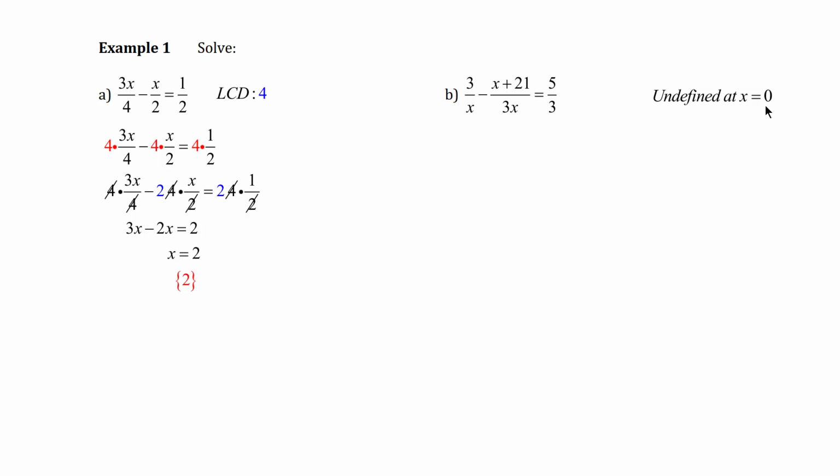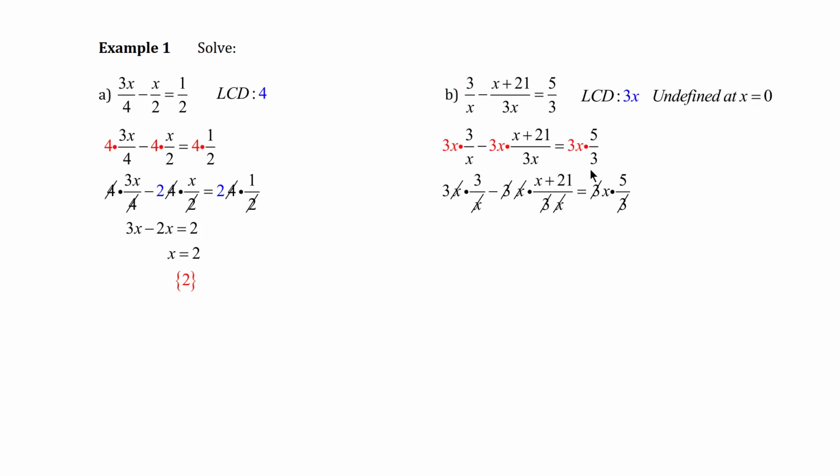Next, we get rid of all the fractions by multiplying each fraction by the LCD of 3x. So we have 3x times 3 over x minus 3x times x plus 21 over 3x equals 3x times 5 over 3. Next, we simplify. We have 3x times 3 over x. The x's cancel out. We have 3 times 3, which is 9. Next, we have 3x times x plus 21 over 3x. The 3x's will cancel out, and we have x plus 21.